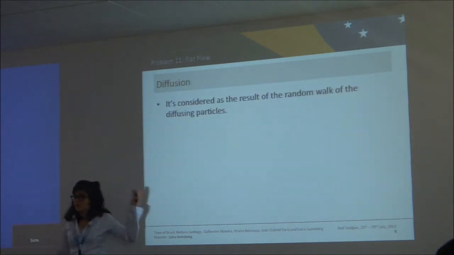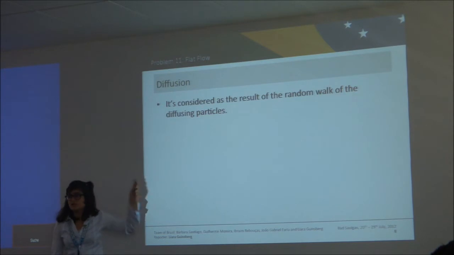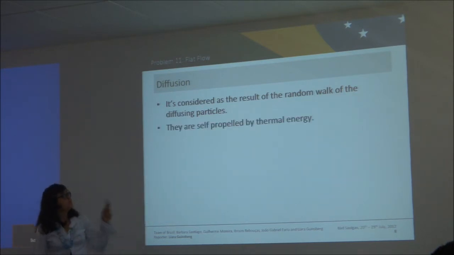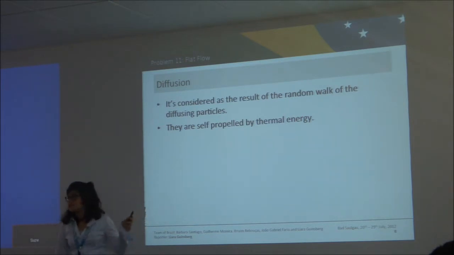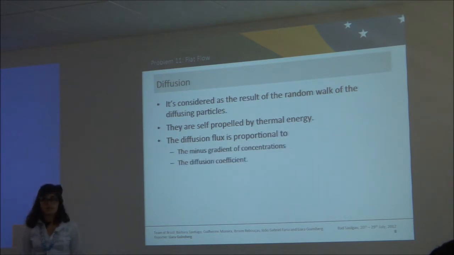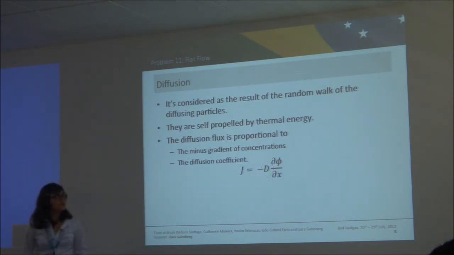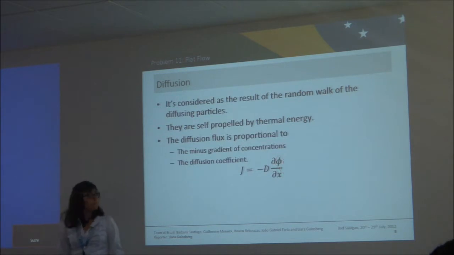Diffusion. One can look at this phenomenon and think about diffusion. But why isn't this the phenomenon we are studying? We can calculate the type of the diffusion in these parallel plates. Diffusion is the result of the random walk of the particles, and they are self-propelled by the thermal energy. The diffusion flux is proportional to the minus gradient of the concentration and the diffusion coefficient, and is given by this formula, where D is the diffusion coefficient and phi is the concentration.